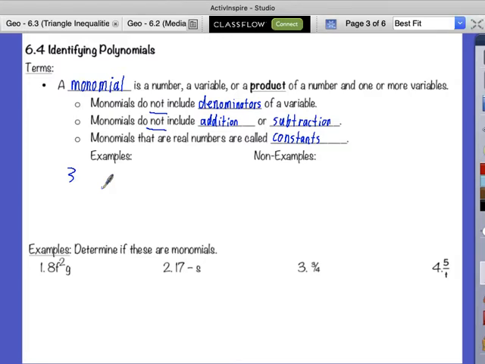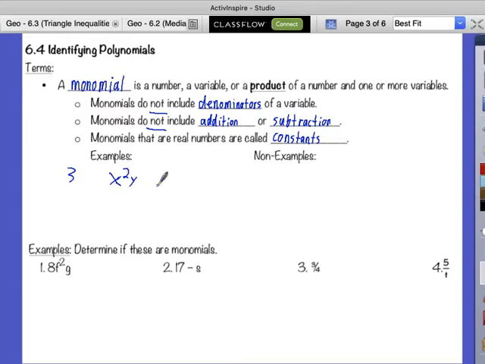Examples. 3 is a type of monomial. It would be called a constant. It's just the number. There's one term, there's no addition or subtraction, and we don't have any denominators that are variables, no variables in the bottom. Here's another thing that would be a monomial: x squared y, x squared times y. And this one is a product, multiplication, of a number and one or more variables. In this case, it's more than one variable being multiplied together.